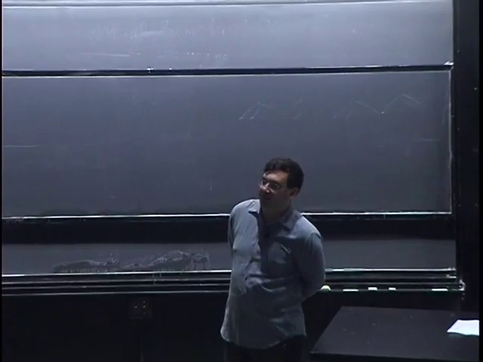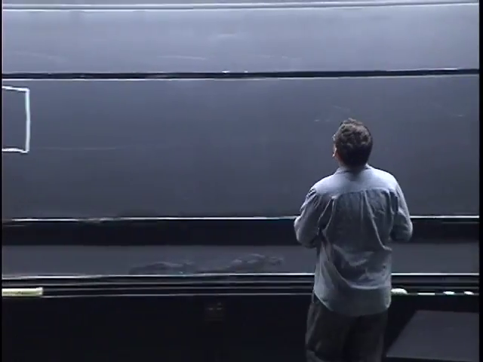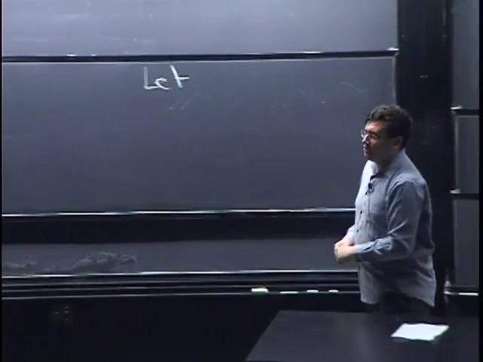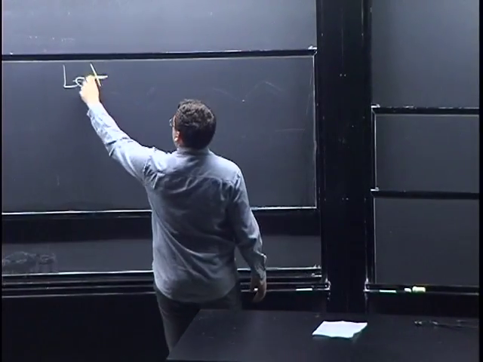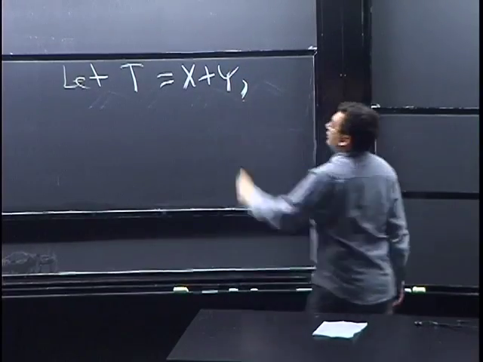So I want to explain that point of view to you rather than doing tedious calculations. So here's what we're trying to do. We're looking at the sum of two random variables. Let's call it T for total. T equals X plus Y. And our goal is to show that the expected value of T is the expected value of X plus the expected value of Y.